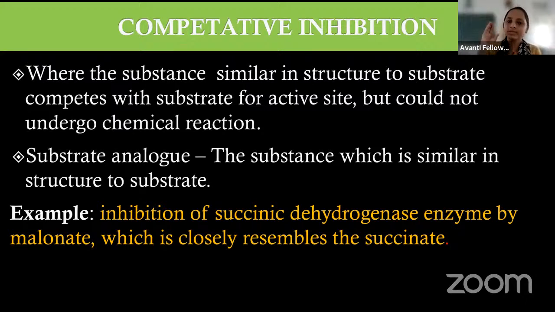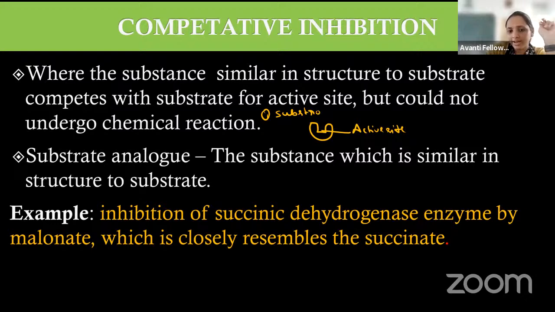Same here, what will happen? The substrate and the inhibitor have the same structure, so they'll compete for the active site. The enzyme is only one and the active site is also one, right? This is the active site of the enzyme. For this active site, two contenders will fight. The first one is the substrate and the second one is the inhibitor. Two of them will fight for only one active site. That's why we call it the competitive inhibition.